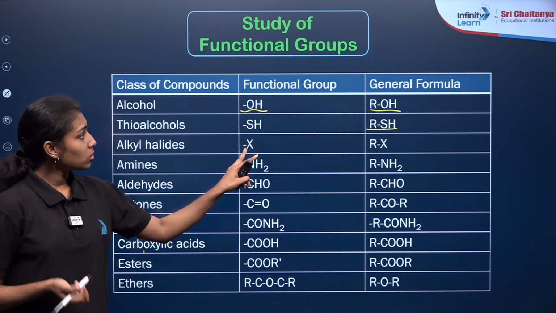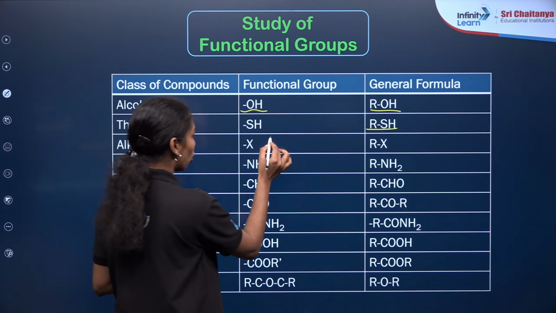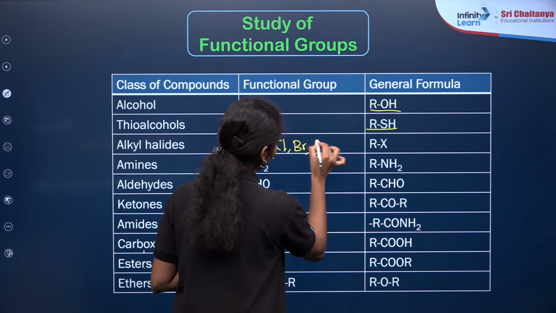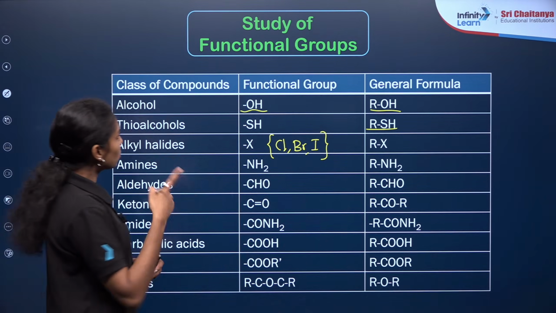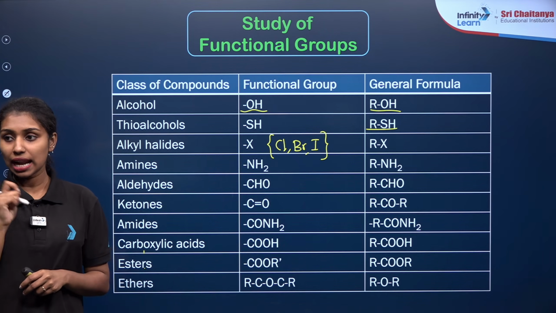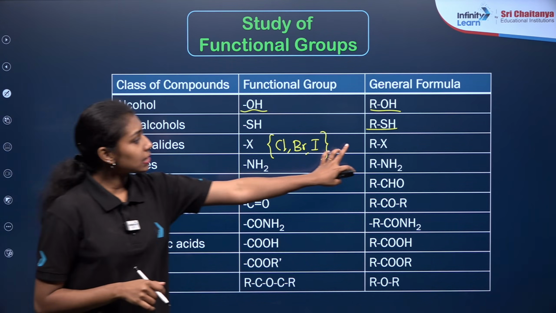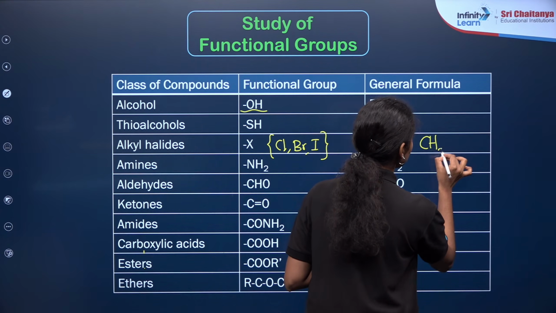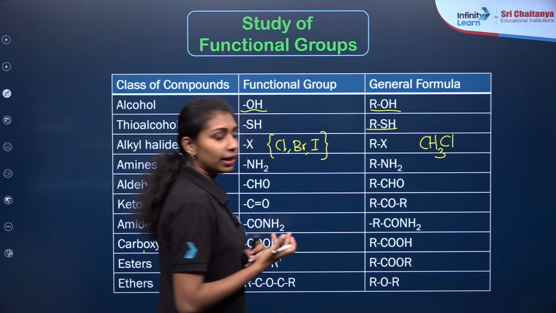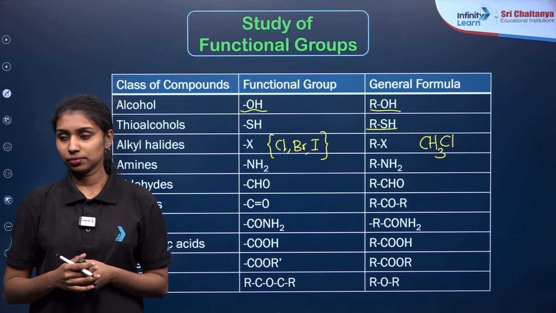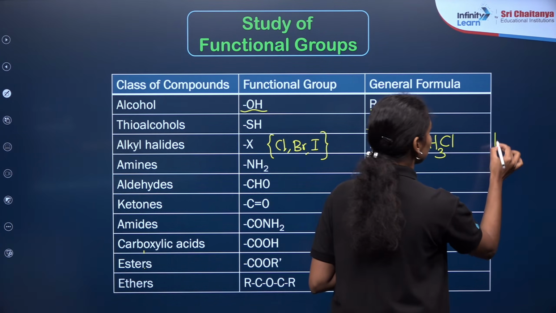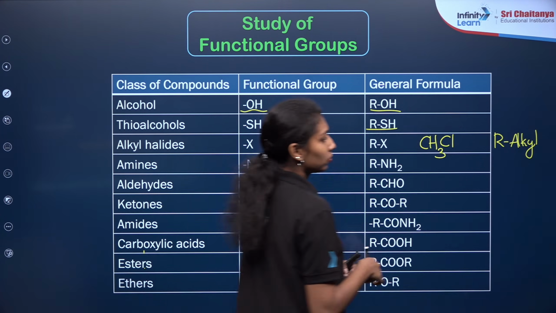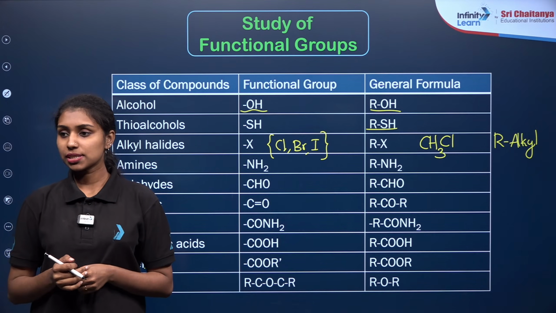Then there are the compounds which have the functional group as halogen. Commonly it will be either chlorine, bromine or iodine. So these compounds are known as the alkyl halides, right? Alkyl halides. R stands for the alkyl group. For example, if you are taking CH3Cl, this is known as methyl chloride. Arush, is that clear?